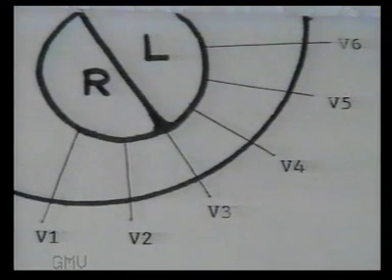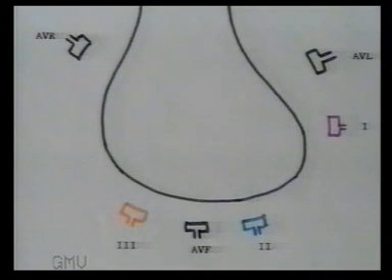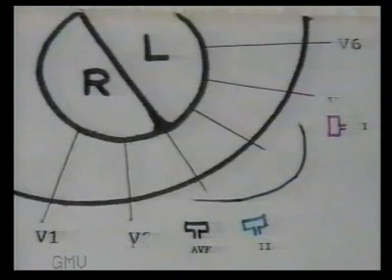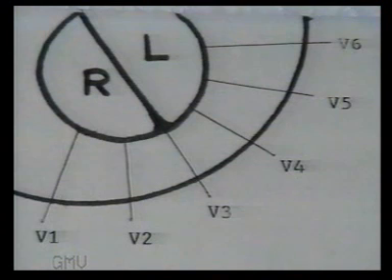Thus we have 6 standard chest leads, and this is a diagrammatic horizontal cross-section of the chest. Observe that the leads V1 and V2 face the right ventricle, V3 faces the interventricular septum, and V4, V5 and V6 face the free wall of the left ventricle. Thus, limb leads give different views of the electrical activity of the heart in the frontal plane, and chest leads give different views in horizontal plane.